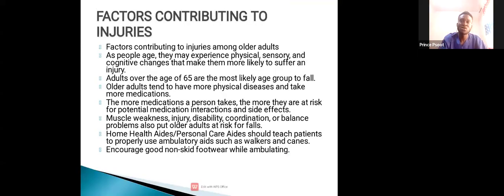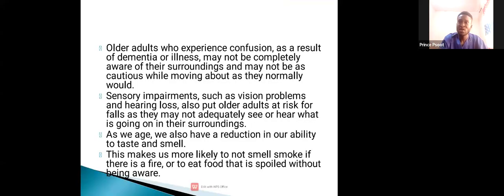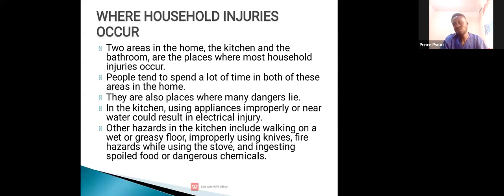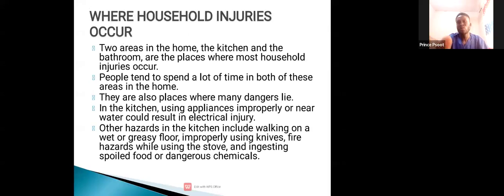Then we mentioned factors that contribute to injury. Here we talked about factors that contribute to the injury of an adult and factors that contribute to the injury of a child, as we know that a child and a confused adult look the same. Where does household injury also occur? Where are the two places that household injury occurs the most?